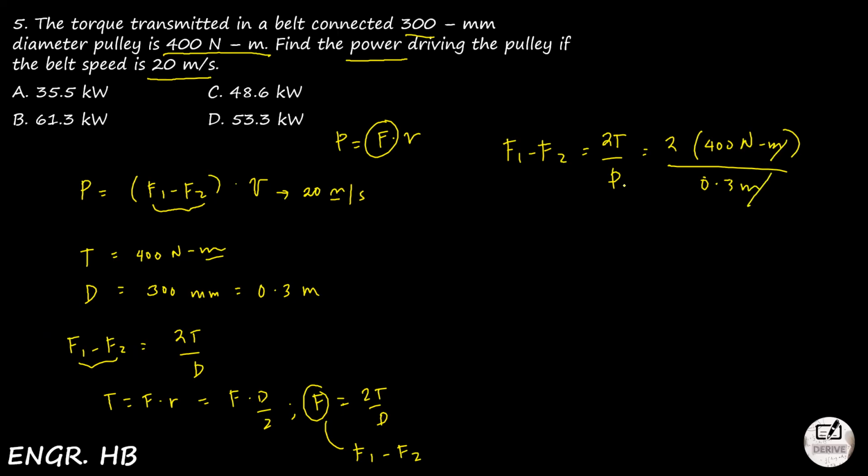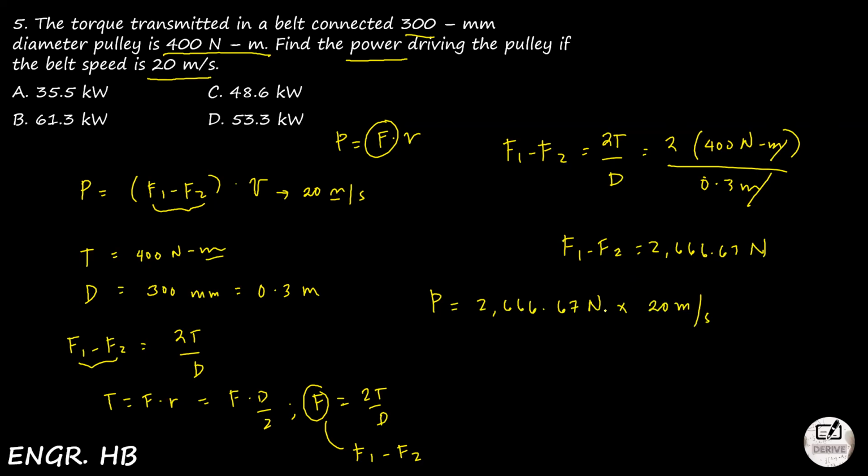So meters cancel. This looks like a letter P, let's change it. So F1 minus F2 is equal to twice 400, divided by 0.3. So that was 2,666.67 newtons. We can plug that in there. So that will become power is equal to net belt pull, 2,666.67 newtons, times the velocity of 20 meters per second.